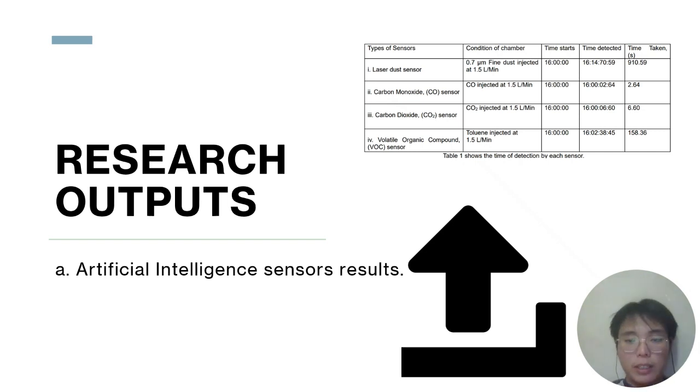So the third will be the carbon dioxide sensor, which takes around 6 seconds to detect 1.5 liters per minute of carbon dioxide injected in the chamber.